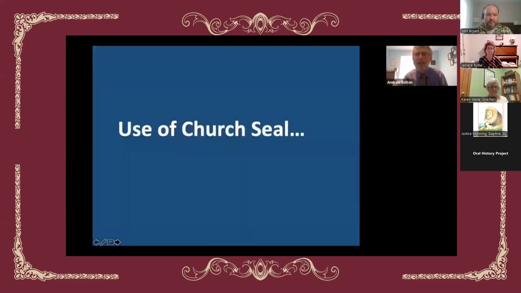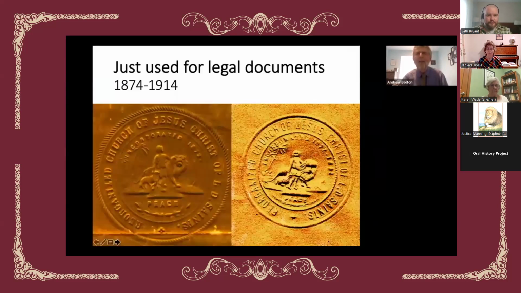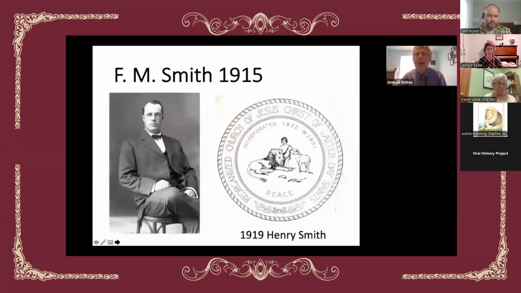So let's look at the church seal now in our history. For the first few years, it was just used for legal documents. There are 3 stamps, one in England, one in Canada, and one in the United States for legal work. F. M. Smith in 1915 became prophet president of the church, and one of his first actions was to commission Henry Smith, an architect, to do a new church seal that culminated in this 1919 version. Of course, this is in the midst of World War I.